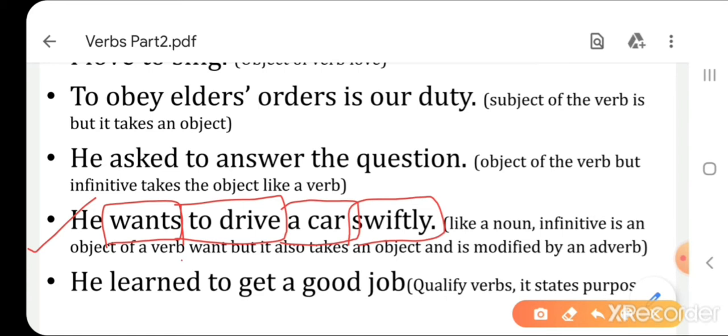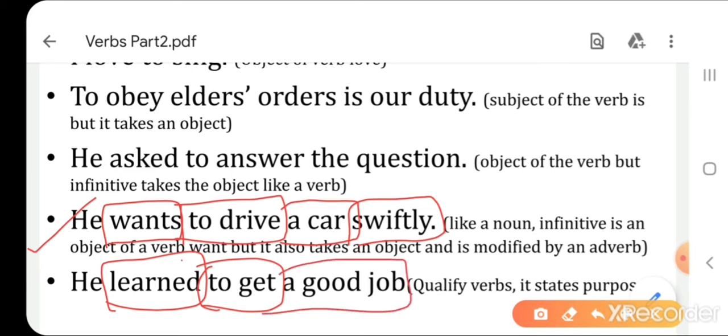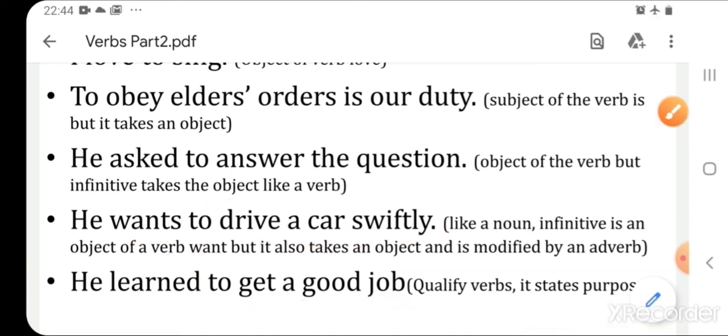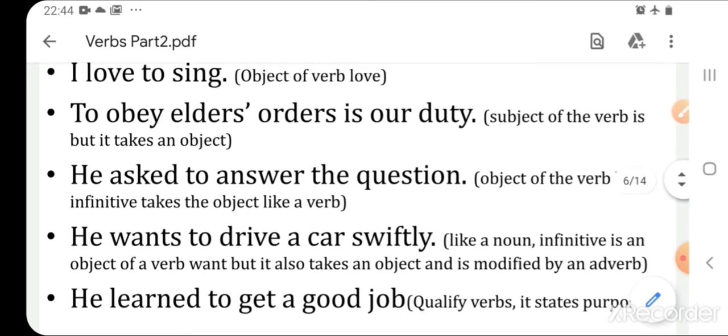Now, next example is he learned to get a good job. So, here to get is an infinitive which is used after a main verb learned, and it is taking an object, a good job. But now, here, he learned to what? So, that is a purpose. So, it is qualifying the verb. He learned to get a good job. For what he learned, why he learned. So, we are getting an answer of a purpose. So, we are getting to know the purpose of it. So to state a purpose or express the purpose, also we use infinitive.